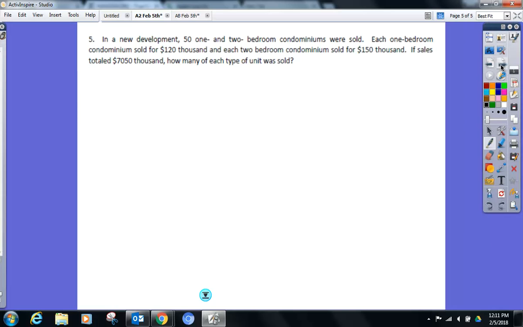Condos now. We got 50 of them. Some are one bedroom, some are two bedrooms. But there's 50 of them. One bedrooms are going to cost $120,000, and the two bedrooms are going to cost $150,000. If sales totaled $7,050,000, how many of each type of unit was sold? I know that's a weird way to write it, and I'll show you why when we write the equation. That is intentional.